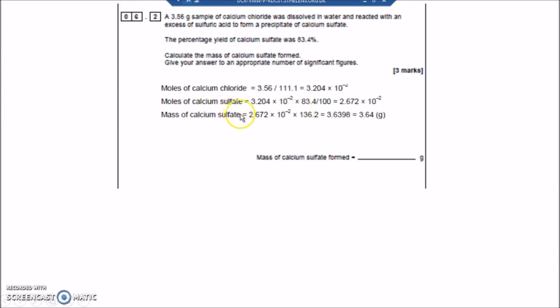The mass of calcium sulfate. So the mass of calcium sulfate is the number of moles multiplied by the Mr of calcium sulfate. I'd have to work that out. It's CaSO4, so a 40, add a 32 for the sulfur, add 4 16s for the oxygens, 136.2, and it comes out as 3.6398, but I want it to 3 significant figures because the other values are to 3 significant figures in the question.